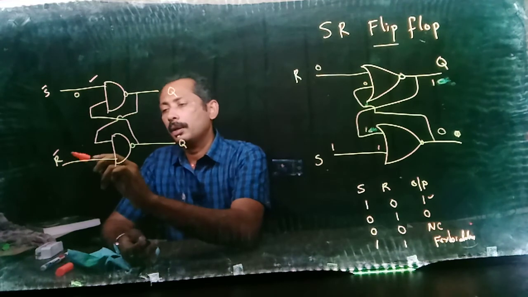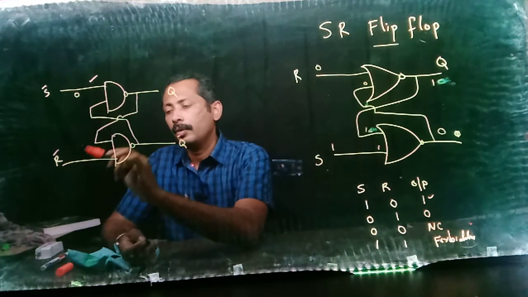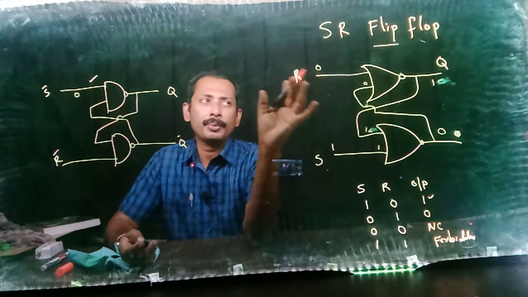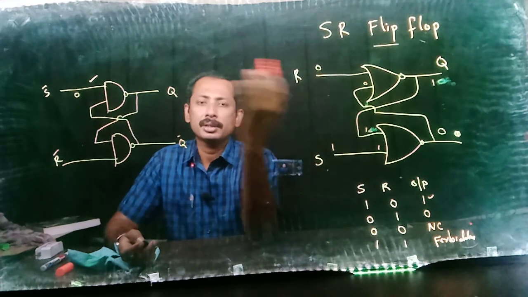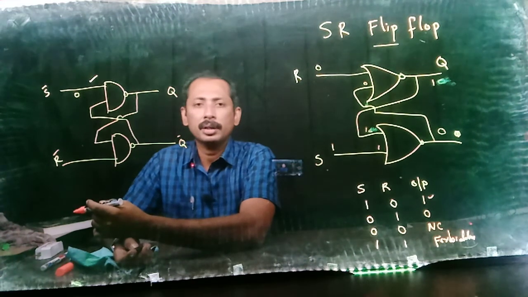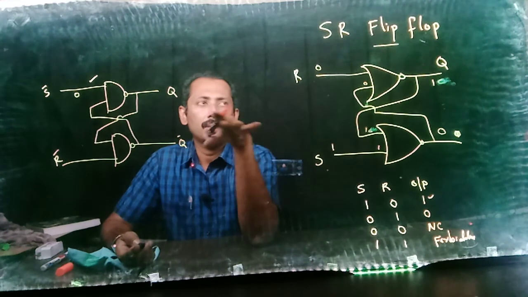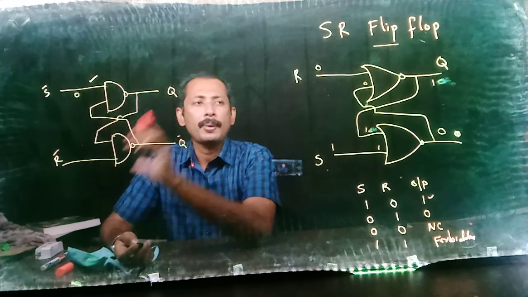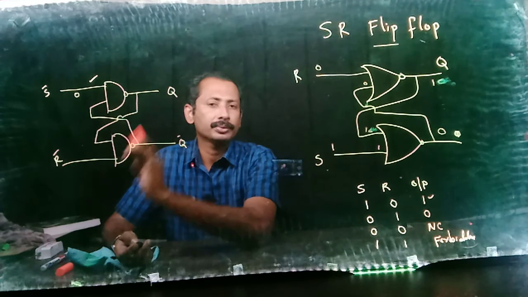Similarly, R bar is activated when R 0 comes in. So an SR flip-flop can be made using NAND gates, NOR gates, inverted OR gates, inverted AND gates, etc. All these gates can be used for creating SR flip-flops, and two of them are drawn as a reference.